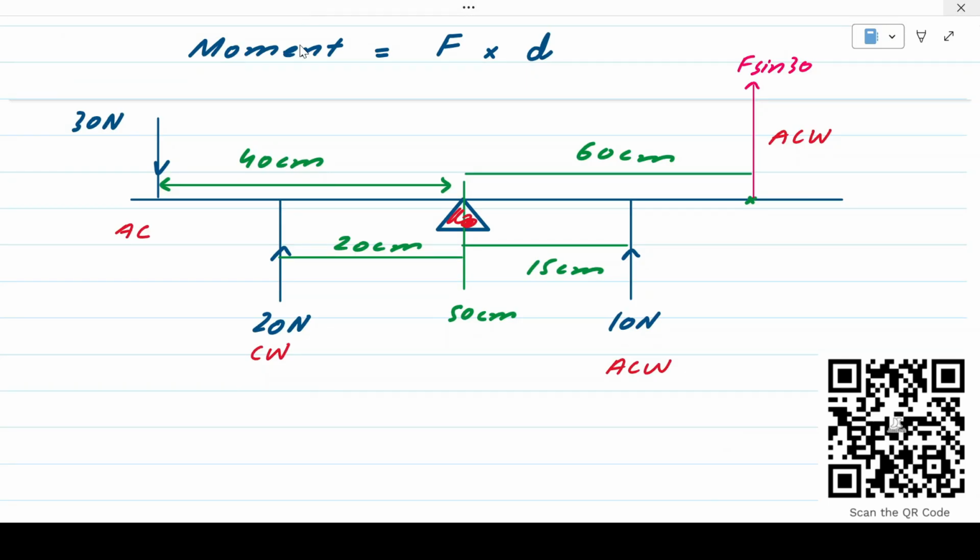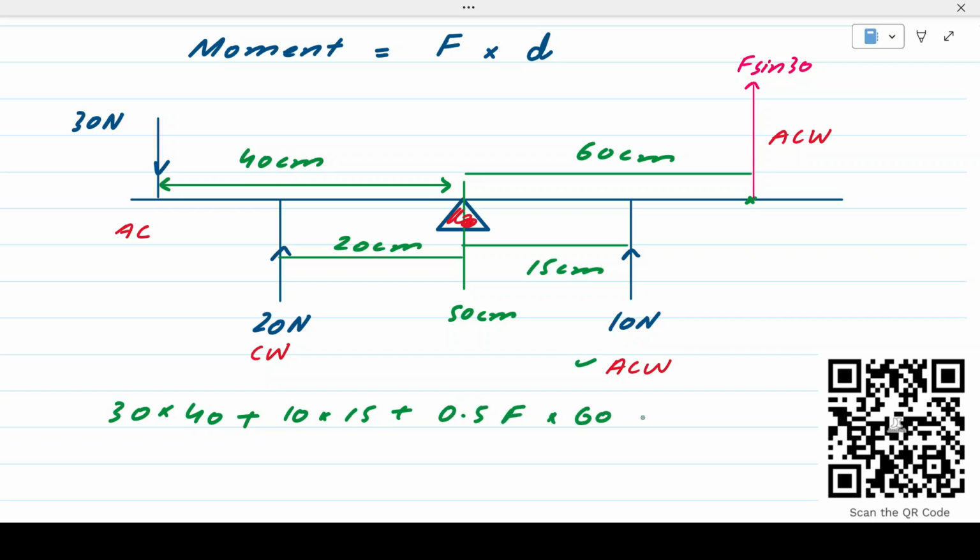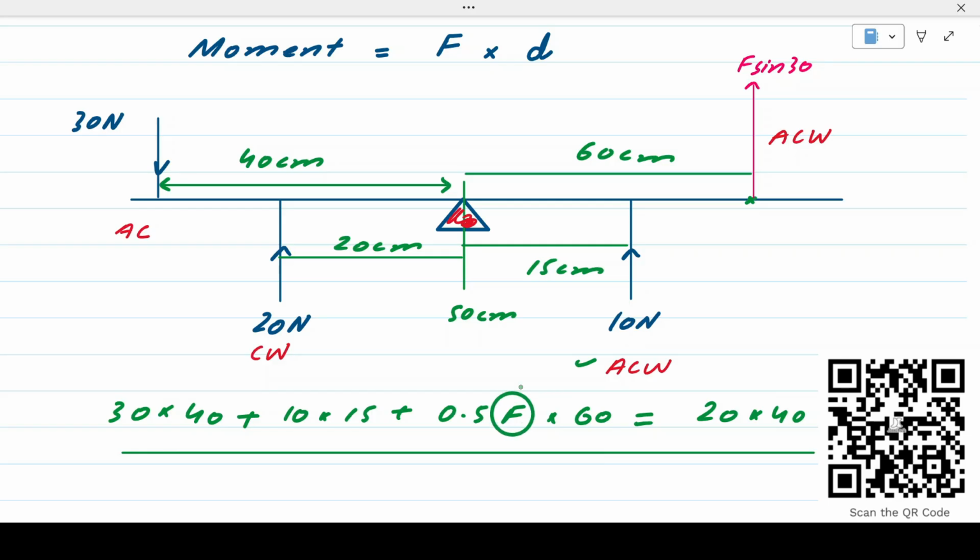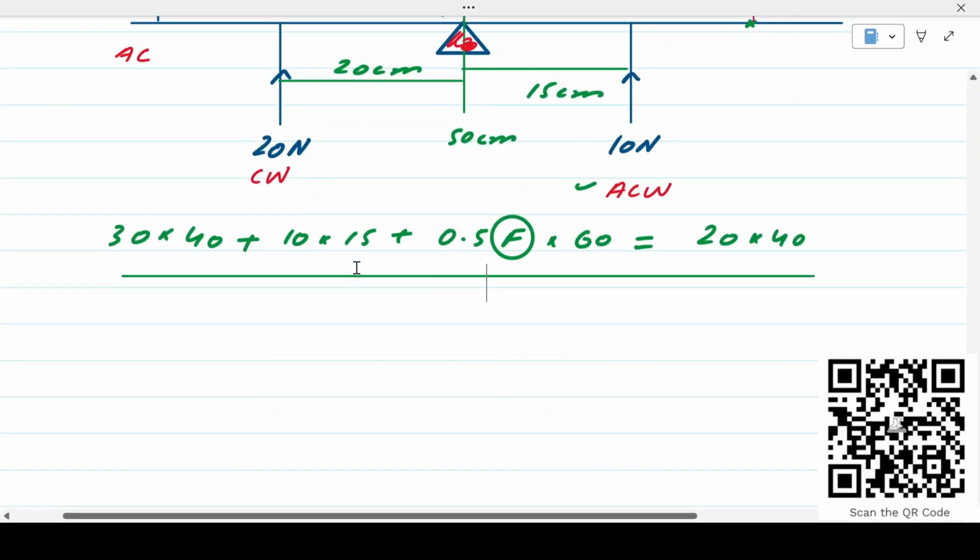The formula should be applicable, which is 30 into 40 plus, what is the other one, anti-clockwise? This one, 10 into 15, another anti-clockwise, F sin 30. Sin 30 is, by the way, 0.5. So 0.5 F into 60 equals, what is the clockwise? 20 into 40. You can rearrange it and find the value of F. So it'll just be a question of mathematics.